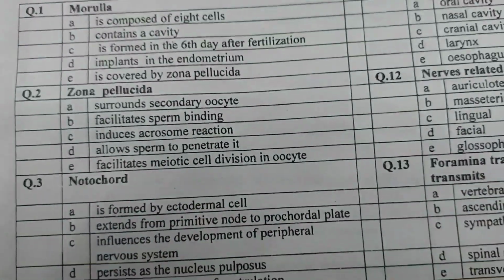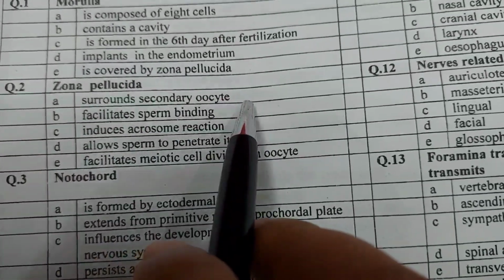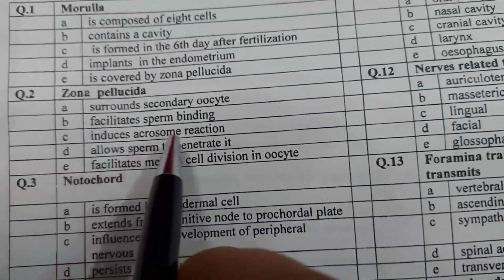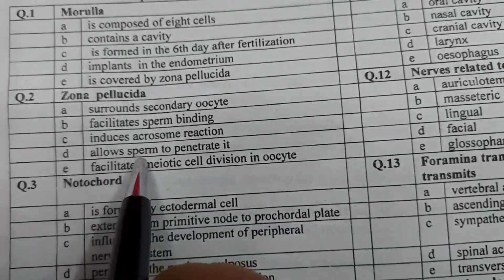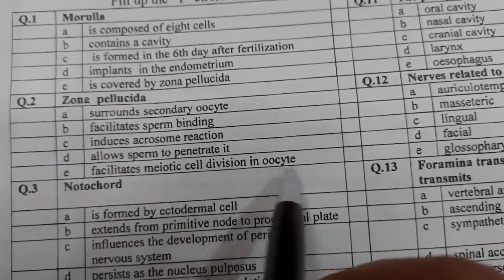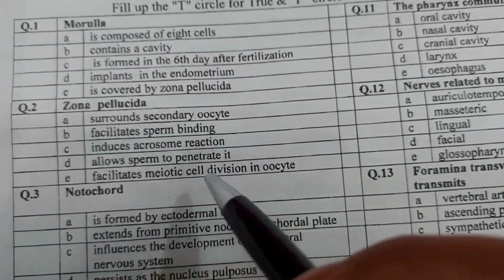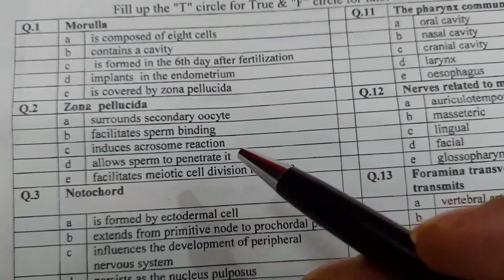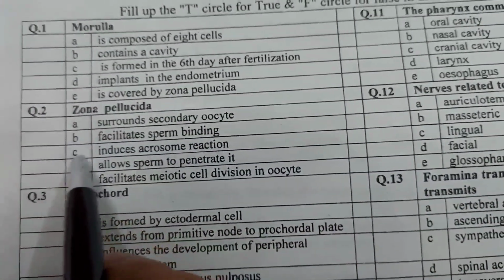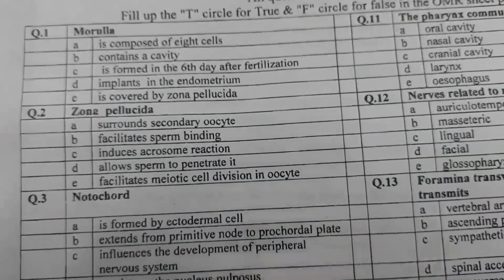I want you to solve this question: whether it surrounds the secondary oocyte, whether it facilitates sperm binding, whether it induces the acrosome reaction, whether it allows the sperm to penetrate it, and finally whether it facilitates meiotic division in the oocyte. This is your homework. I request you all to answer A, B, C, D, E, whether true or false. Write down your answers in the comments of my video.